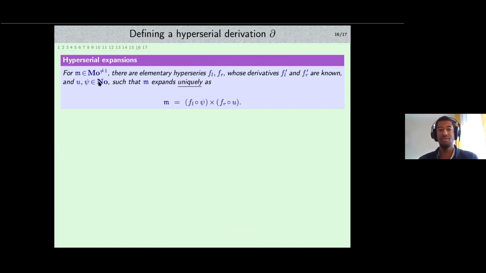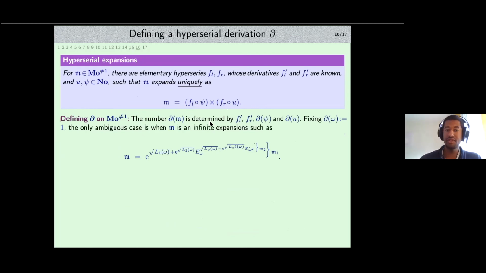So to do this, you take a monomial and you expand it in a unique way as a sort of product of two hyperseries, so F_L and F_R. And then if you want to define the derivative of m, you just use the derivative of F_L and the derivative of F_R, the derivative of phi here and the derivative of u. And so previously, you only have to know the derivative of phi and u because those ones are given by the nature of those series.